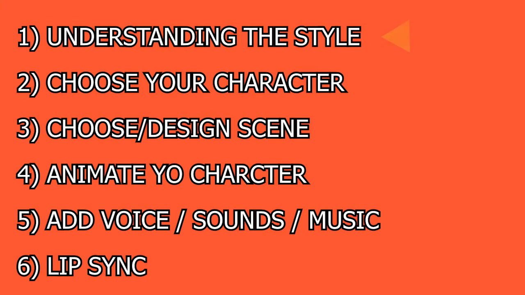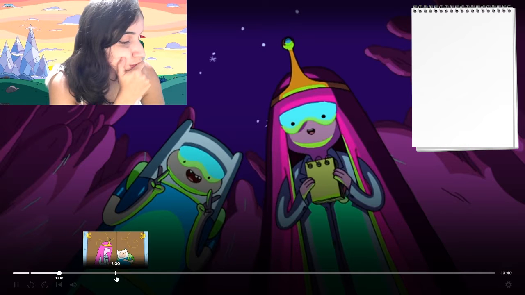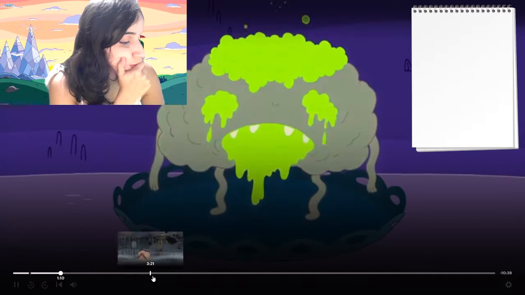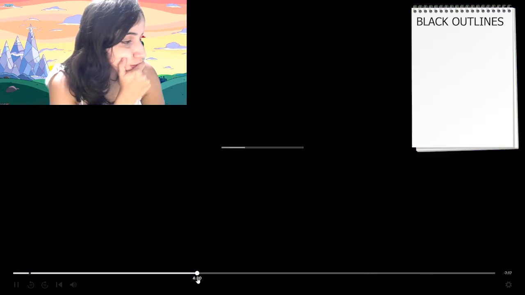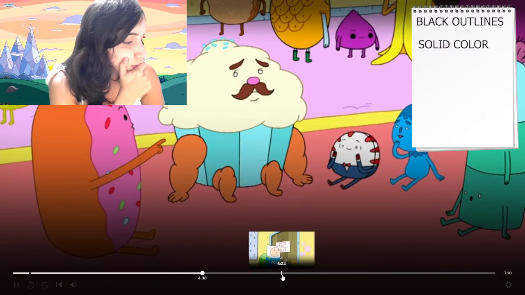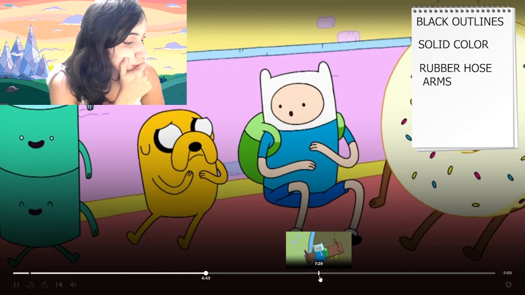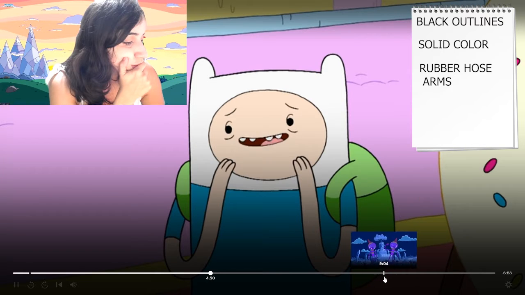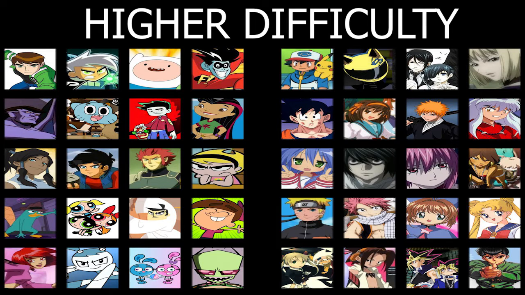The first step I would categorize as understanding the style, which is essentially breaking down the characteristics of the style. So when I look at Adventure Time, I notice that the characters have black outlines, they're filled in with solid and saturated color, and they have these funny rubber hose arms and legs that allow them to move in that noodly way. They also are made up of basic shapes, which is why I'm practicing with them first, versus another show that I can think of.